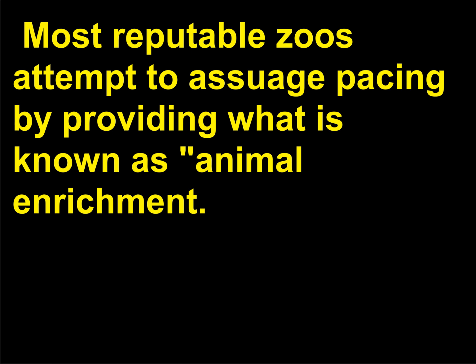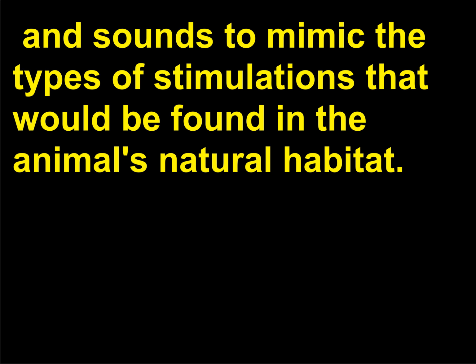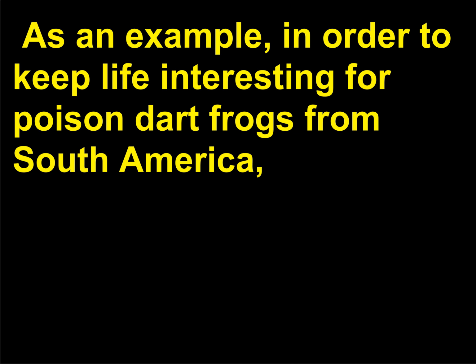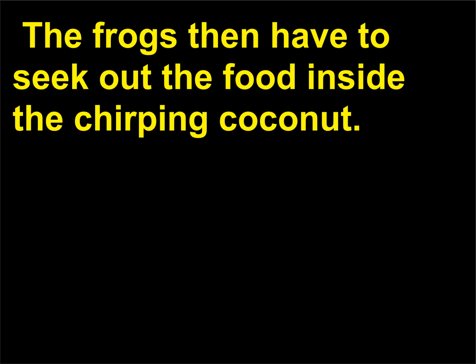Most reputable zoos attempt to assuage pacing by providing what is known as animal enrichment. Enrichment may include constantly changing objects, odors, and sounds to mimic the types of stimulations that would be found in the animal's natural habitat. As an example, in order to keep life interesting for poison dart frogs from South America, keepers will hide their crickets inside a coconut with holes drilled in it. The frogs then have to seek out the food inside the chirping coconut.